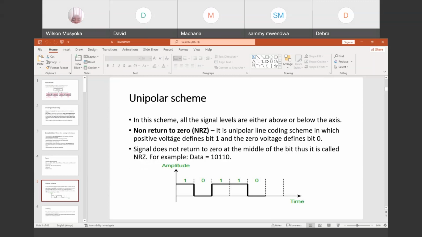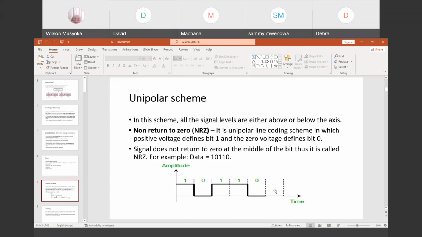In this scheme, all of the signal levels are either above or below the axis. So here we have the axis, on which we normally represent the waveform. If you looked at lecture 2 and lecture 3, it talked about the waveform. Our waveform will usually have the amplitude on the vertical side, and on the horizontal side is time. We normally said that when a signal is moving, or when there is propagation happening, it is going to be measured in terms of time.